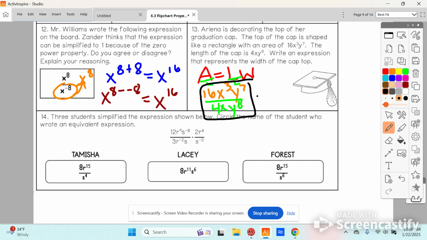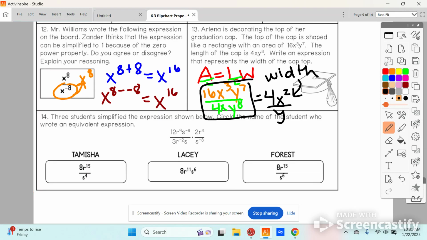Okay, now if we were to simplify, we'd have 16 divided by 4, which is 4. I have 3 x's on top and 1 on the bottom, so I would have x squared. And then y to the 7th over y to the 8th leaves me with 1 y in the denominator, or you'd get y to the negative 1, which has to move to the denominator to become positive. So that's actually our answer for our width. We didn't need to do that, but it's good to know that we can also solve it that way.